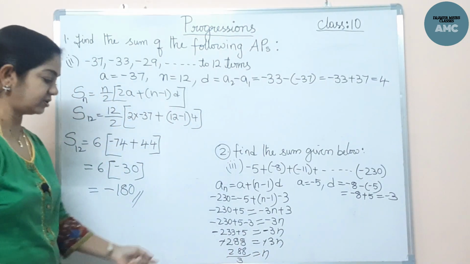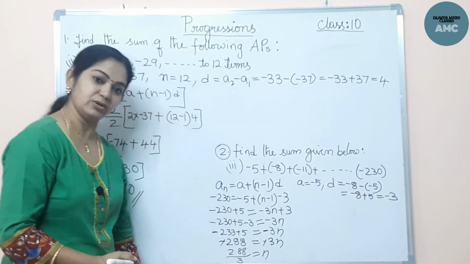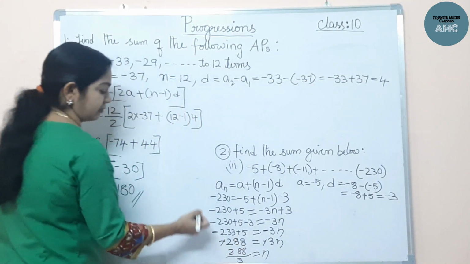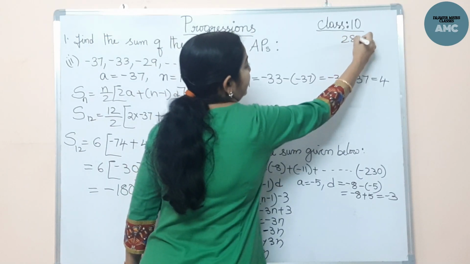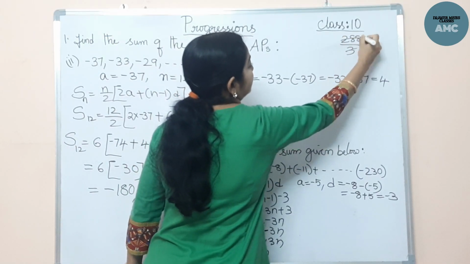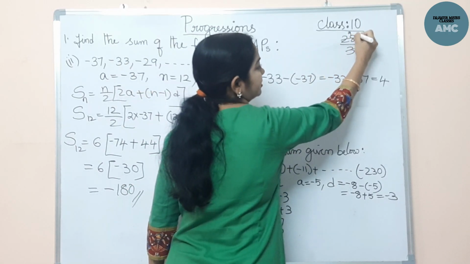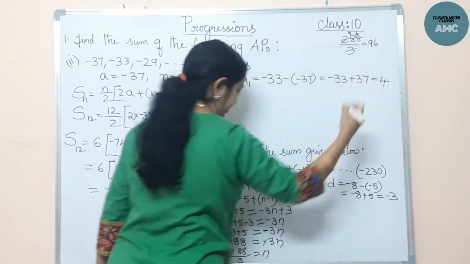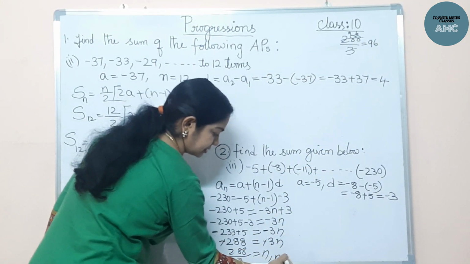So does it divide by 3 or not? Let's sum up the digits. 8, 8, 16. 16 plus 2, 18. 18 is divisible by 3. So this is divisible. So if we do that in rough here, 288 by 3. 3, how much? 3 9s 27. So 18. 3 6 18. So 96. So our n value is, therefore n is 96.